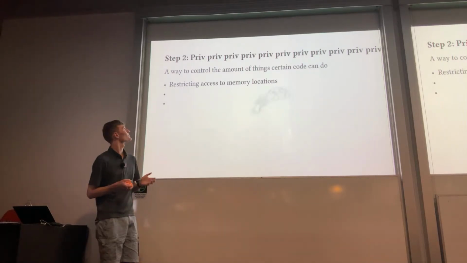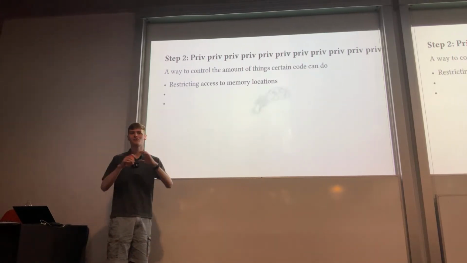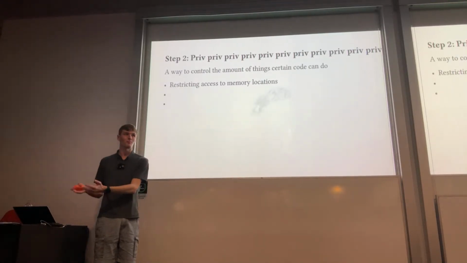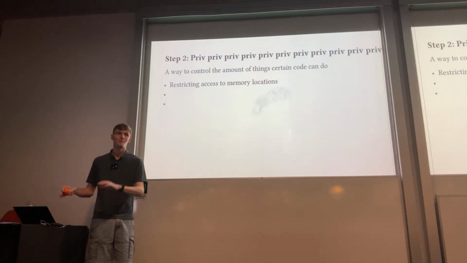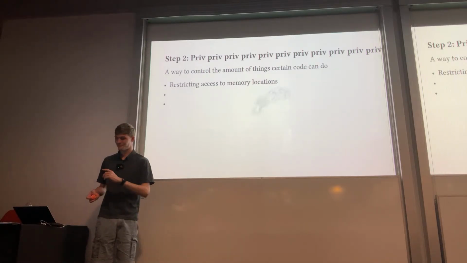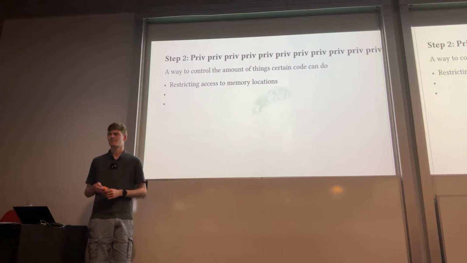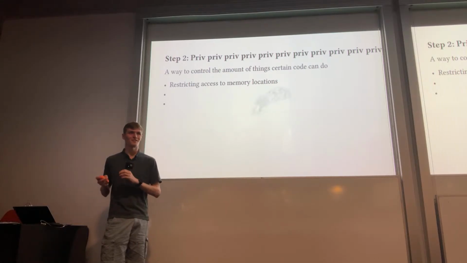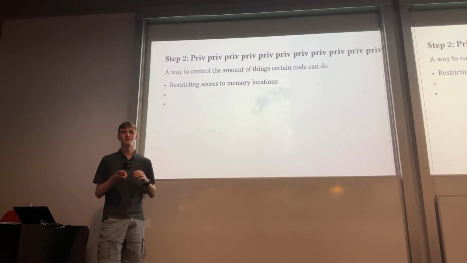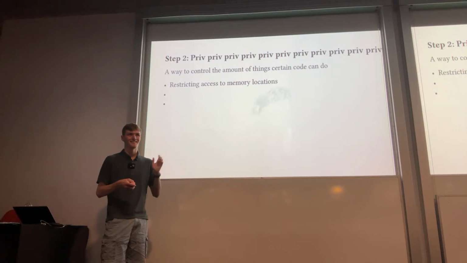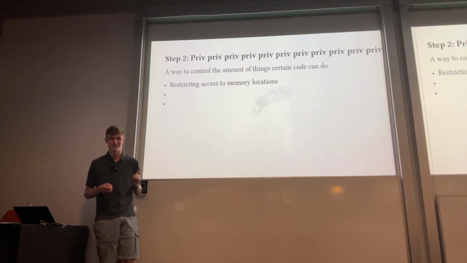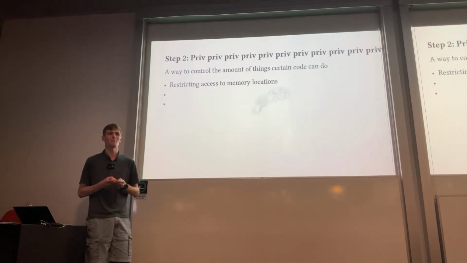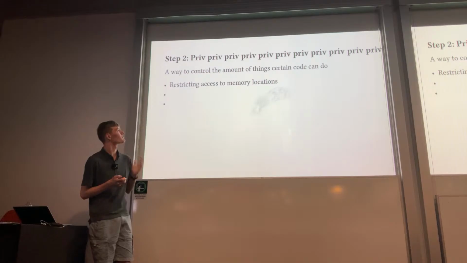CPU privilege is a way to control the amount of things certain bits of code can do. Like, the web browser on my computer should not be able to read my secrets, or the memory of my Signal chats. That just shouldn't happen. And the way CPUs do this is by enforcing stuff through CPU privilege modes.